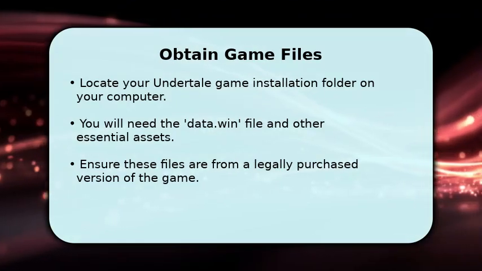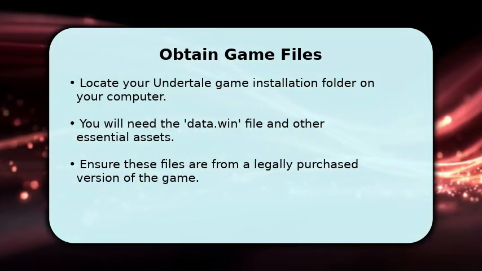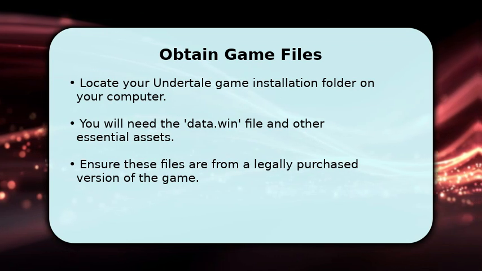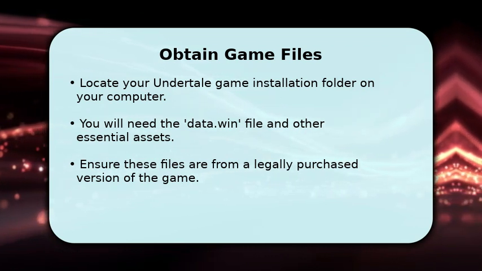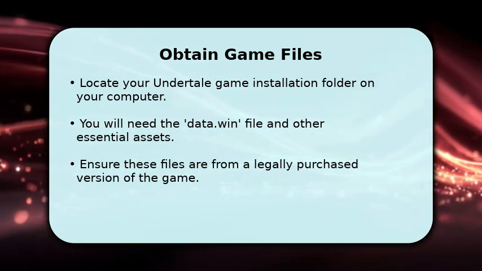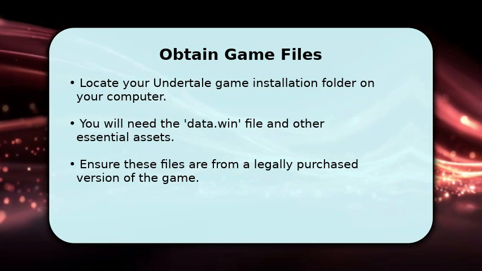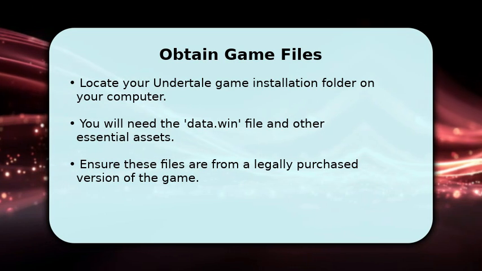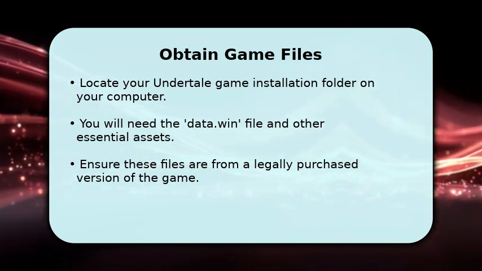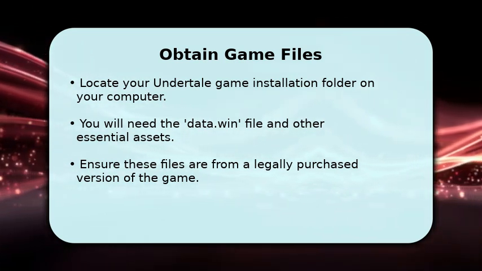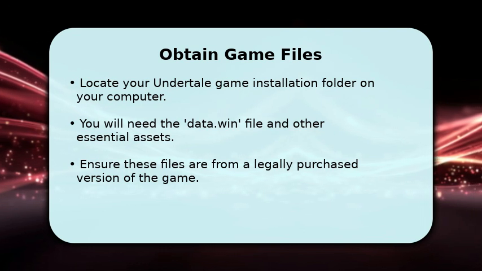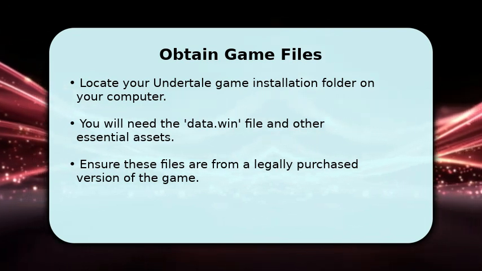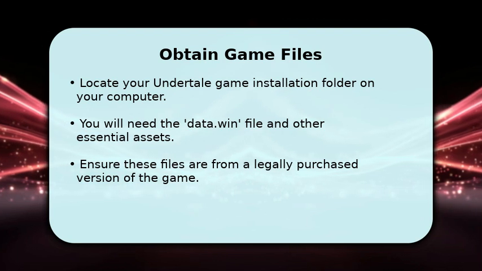Next, you need to locate the core game files from your PC version of Undertale. Navigate to your game's installation directory, typically found within your Steam or GOG library folders. The most crucial file you will need is data.win, along with any other essential assets like music and sprites. Always use files from a legally purchased copy to support the game's creators and ensure a smooth porting process.